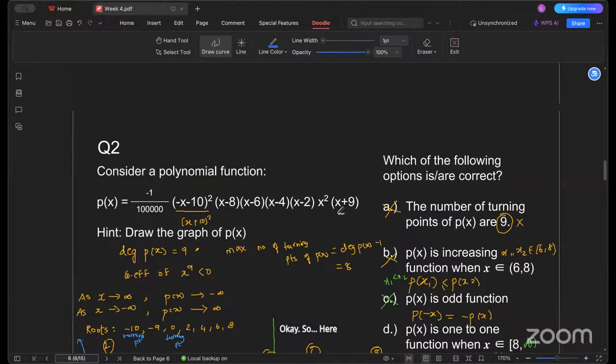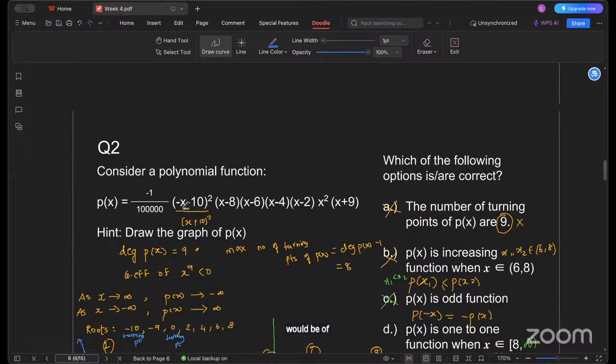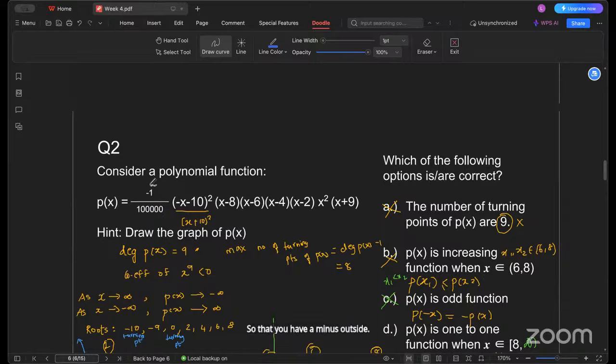Here you see the degree of the polynomial. What is the degree of the polynomial? It is very easy to see from the definition also. Put P(minus x) and put minus x everywhere. So how many minus signs will you get? 1, 2, 3, 4 and 5. So you have a minus outside, so it will get cancelled, right? So P of minus x.